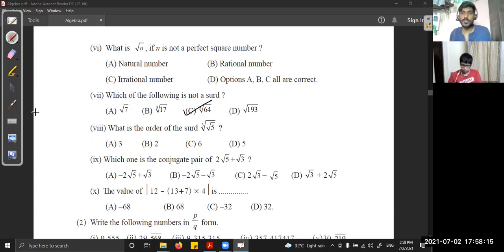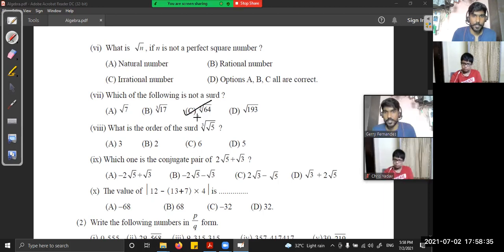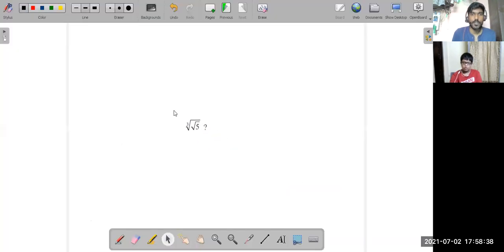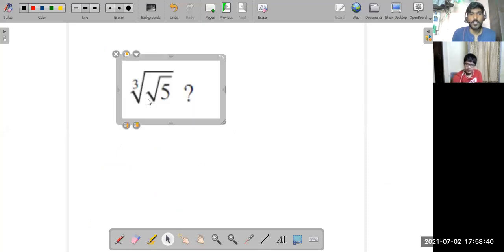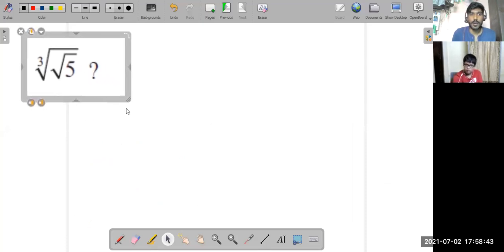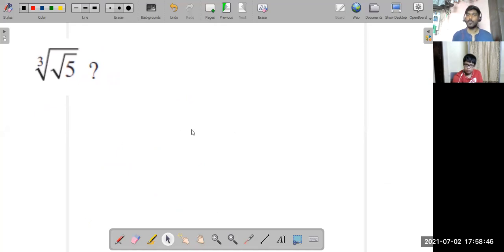Now, next, what is the order of the surd? Eighth one. Order means you have to see which root it is. So clearly you can see it is written. No, there's a double root on it. Okay, 1, 5. 3, 4, 5. Yes, 5. Why 5? Can you just tell me? Cube, outside there is 2, and root 5 there is square.